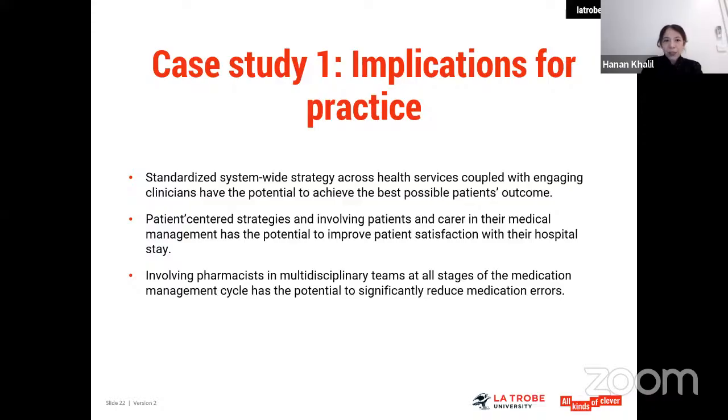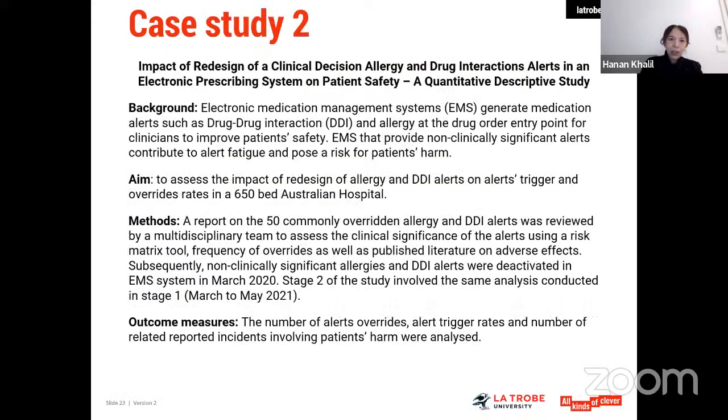And it was successful because the pharmacist was also involved in multidisciplinary teams at all stages of the medication, not just on admission, but also in medication discharge as well, and making sure the prophylaxis was prescribed and there was adherence to guidelines. So moving on to another case study, and that one, again, was a successful healthcare project.